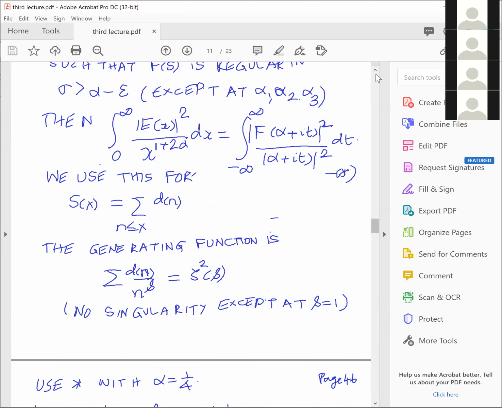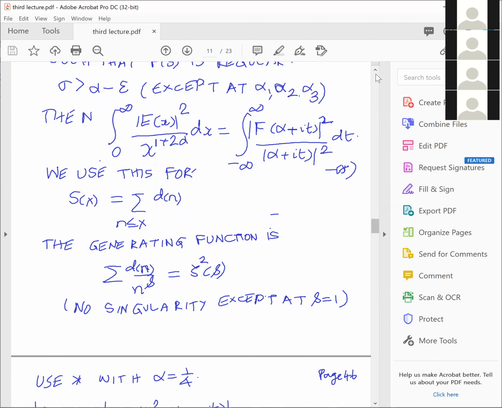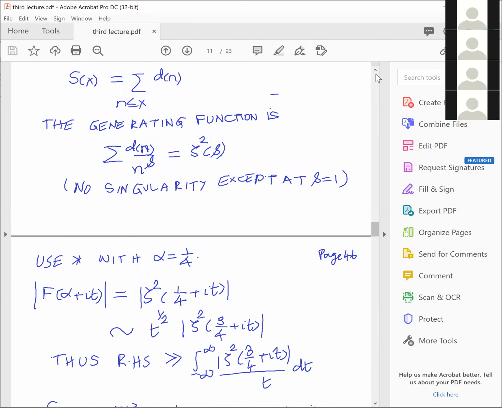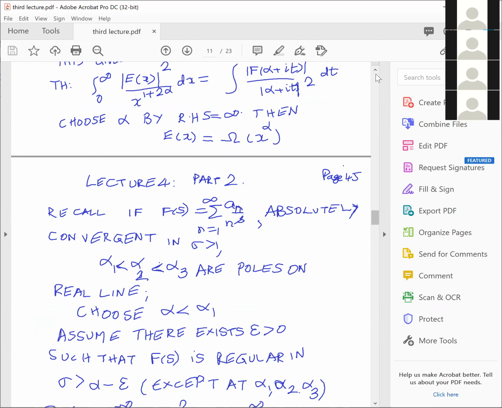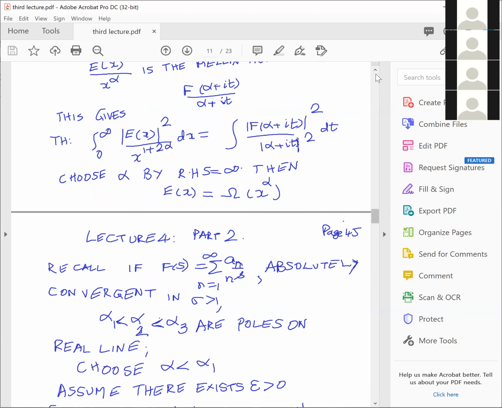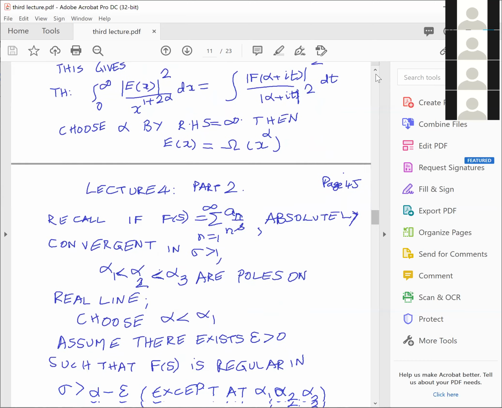Now let's do the zeta square s. What do I need? I need an alpha such that this particular function is bigger than square root of t. That's all I need. Therefore, f of alpha plus it, which is zeta square of 1/4 plus it, is bigger than square root of t, essentially only in the L2 norm, not even in the L infinity norm. Forget L infinity. In the L2 norm, it should be bigger than square root of t.